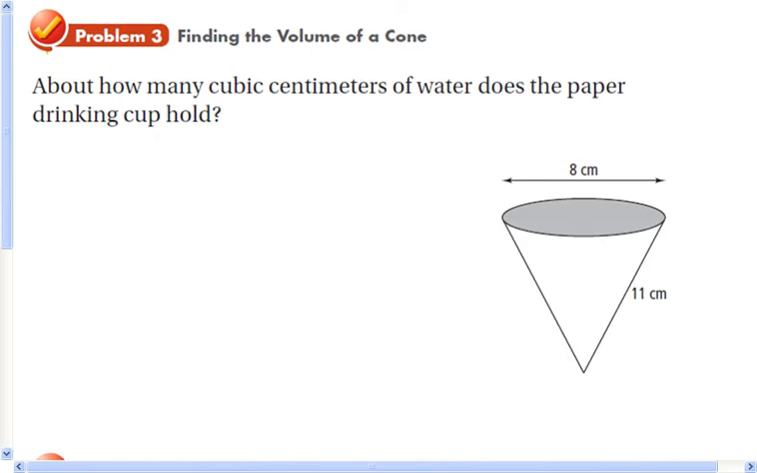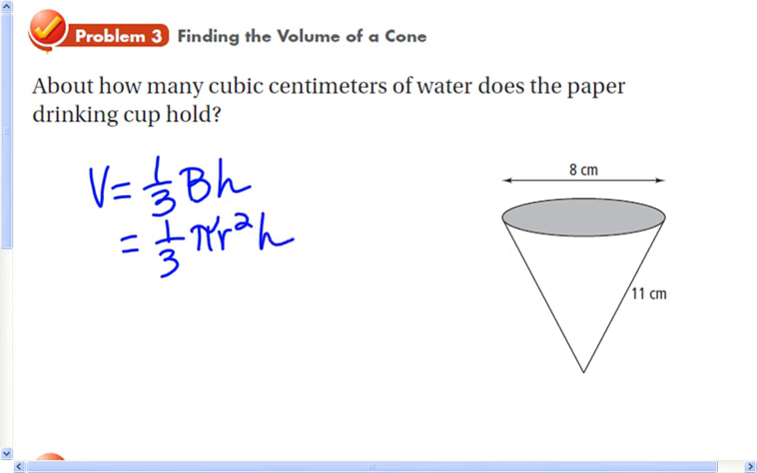All right, problem 3. About how many cubic centimeters of water does the paper drinking cup hold? All right, so this is a cone, and our cone volume is again 1/3 base area times height. But more specifically, our base is a circle, so we're going to do pi r squared times height. So I need to know a couple things. I need to know r, so let's draw that in.